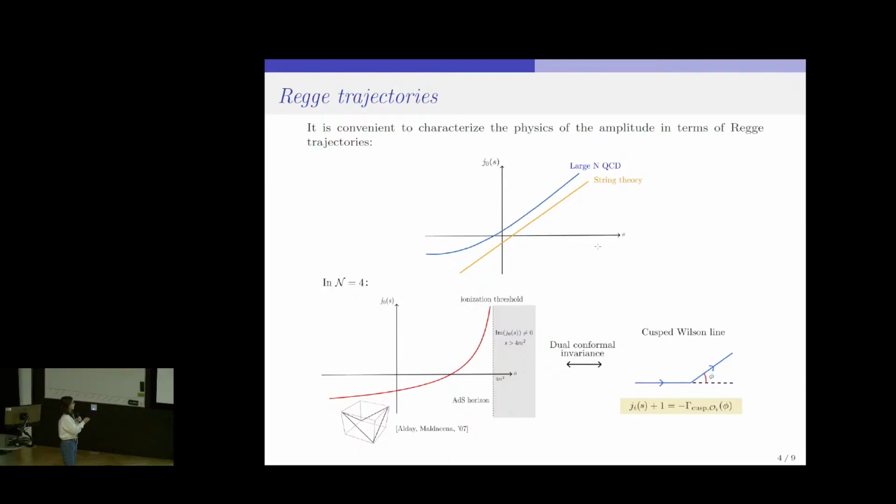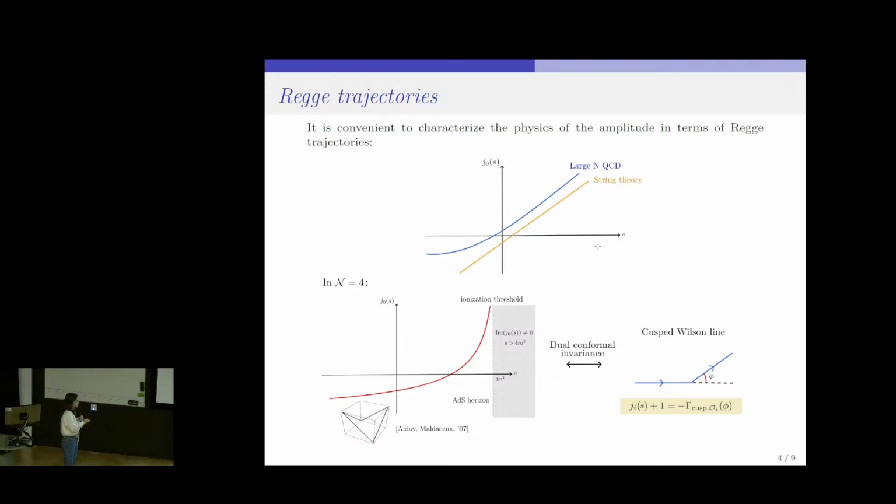In order to do that, it's important to talk about Regge trajectories because these are an important topic to characterize the physics of the scattering amplitude. Let me remind you that Regge trajectories in string theory have a very simple structure, they are just straight, while in other theories like large N QCD, they can also bend. In our case, Regge trajectories have a very peculiar form. In particular, they bend, and they also diverge, and they diverge at s = 4m².